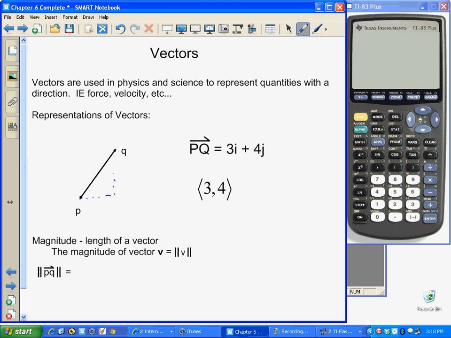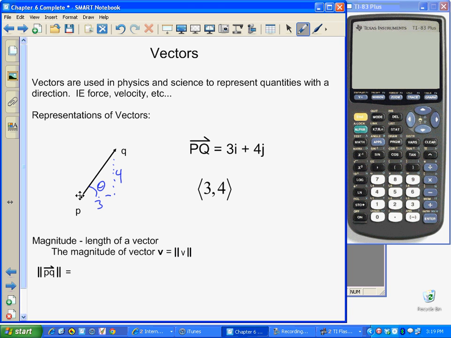But it's the equivalent of pushing something over 3 units and up 4, but it does both those things in one motion. So if I put something here, this vector is going to move it in this direction, this distance. So we can represent vectors in their component forms: the equivalent horizontal and vertical movement, or we can say we're moving this angle this amount.